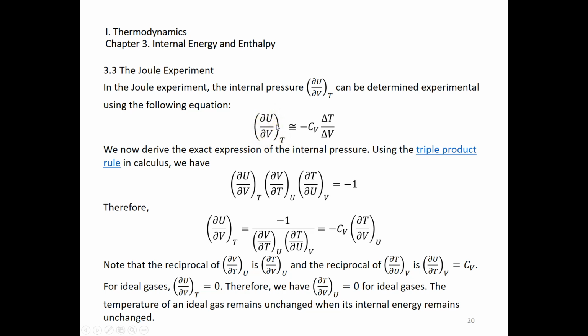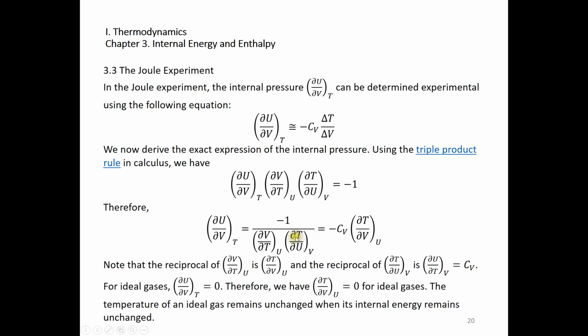Now let's derive the exact expression for this ∂U/∂V. We will use the triple product rule again from calculus. In the triple product rule, we need three variables, U, V, and T. So now we have UV, VT, TU, and then pay attention to the three subscripts. The product of these three terms is -1. And therefore, this ∂U/∂V under constant temperature is -1 divided by these two terms. So right here. And now we're going to use the reciprocal rule.